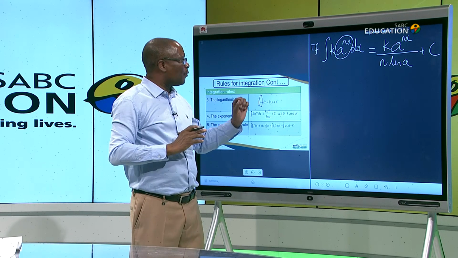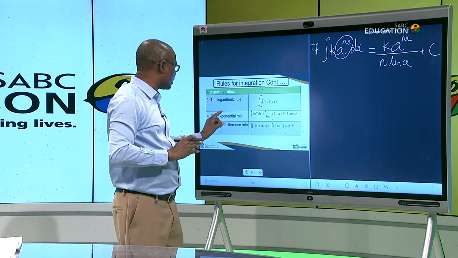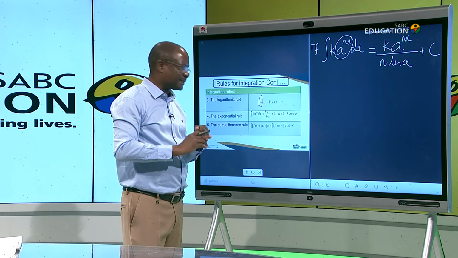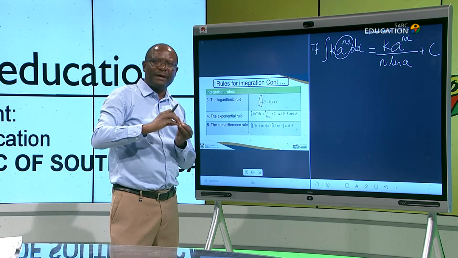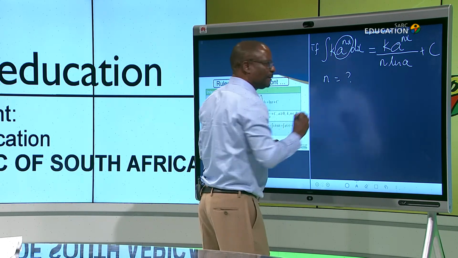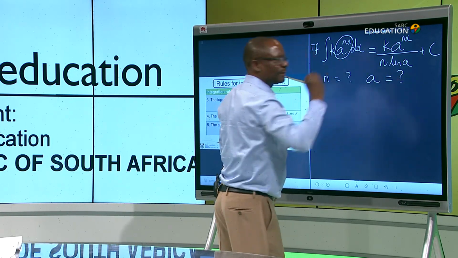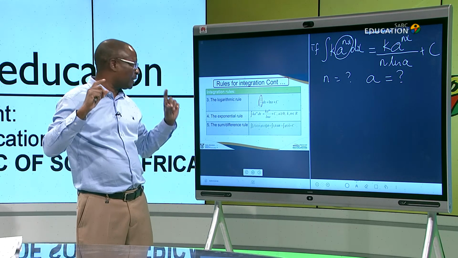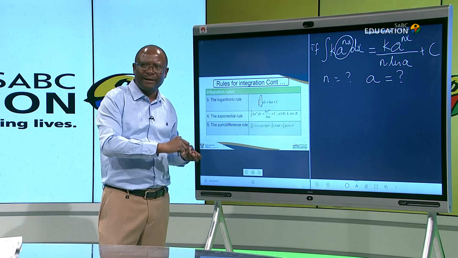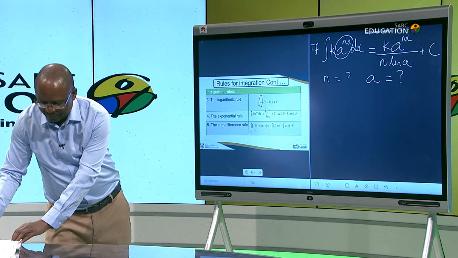Then, what is so key, or very important, in order to get full marks on this exponential rule? Firstly, on what you are given, be able to identify your value of n and your value of a. Those are very key if you are to apply the exponential rule. Identify your value of n and your value of a.